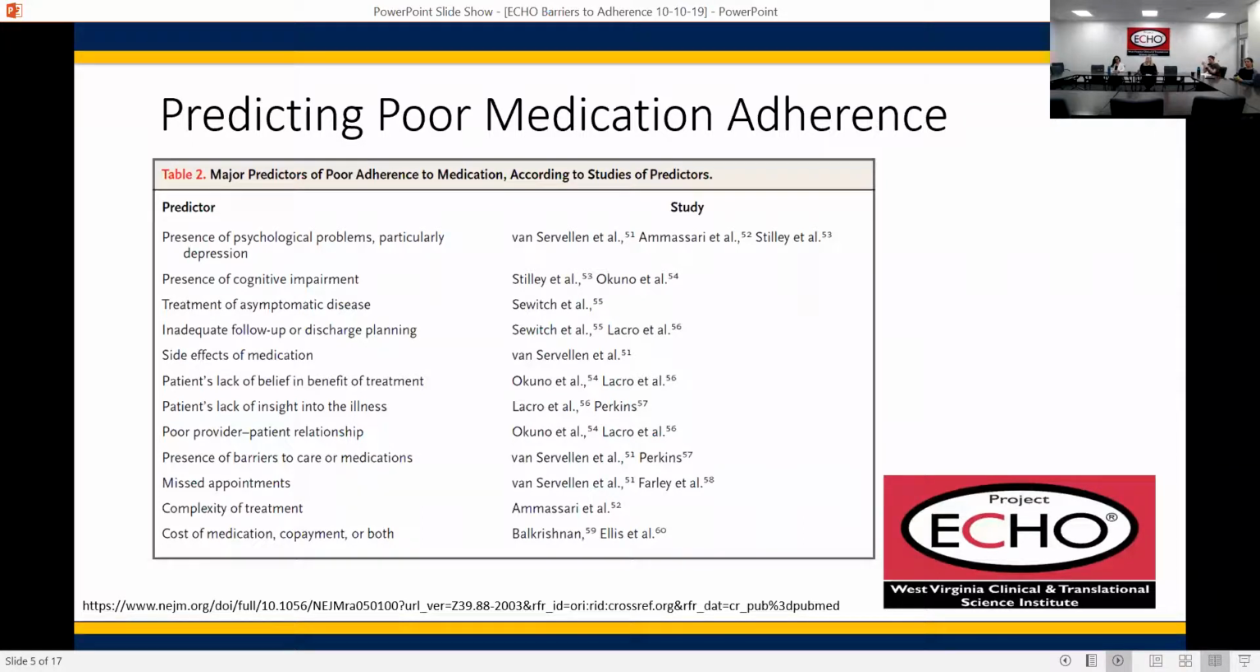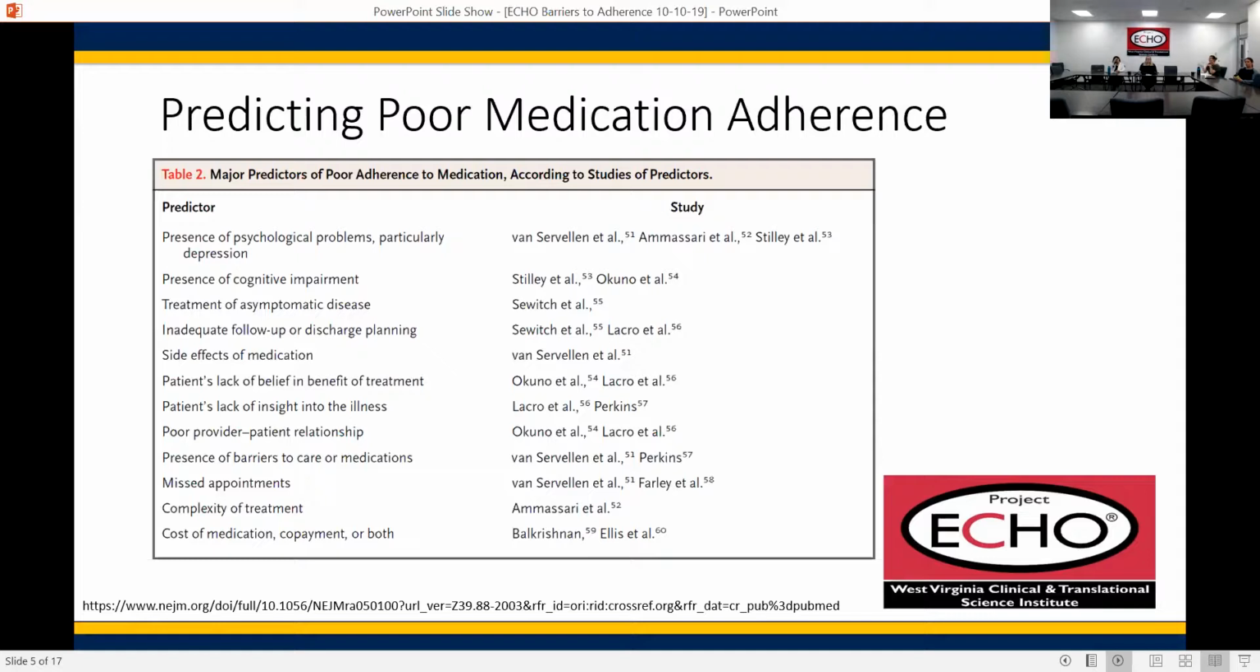This is from a study where they put together all of the different predictors of poor adherence, and you can see the associated study that those came from. A lot of these things, I think, are probably things that you already see and already suspect and evaluate for when thinking of patients for adherence. So, things we've already talked about with those different domains that the World Health Organization had mentioned, things like cognitive impairment, their relationship with you, and problems with complexity.